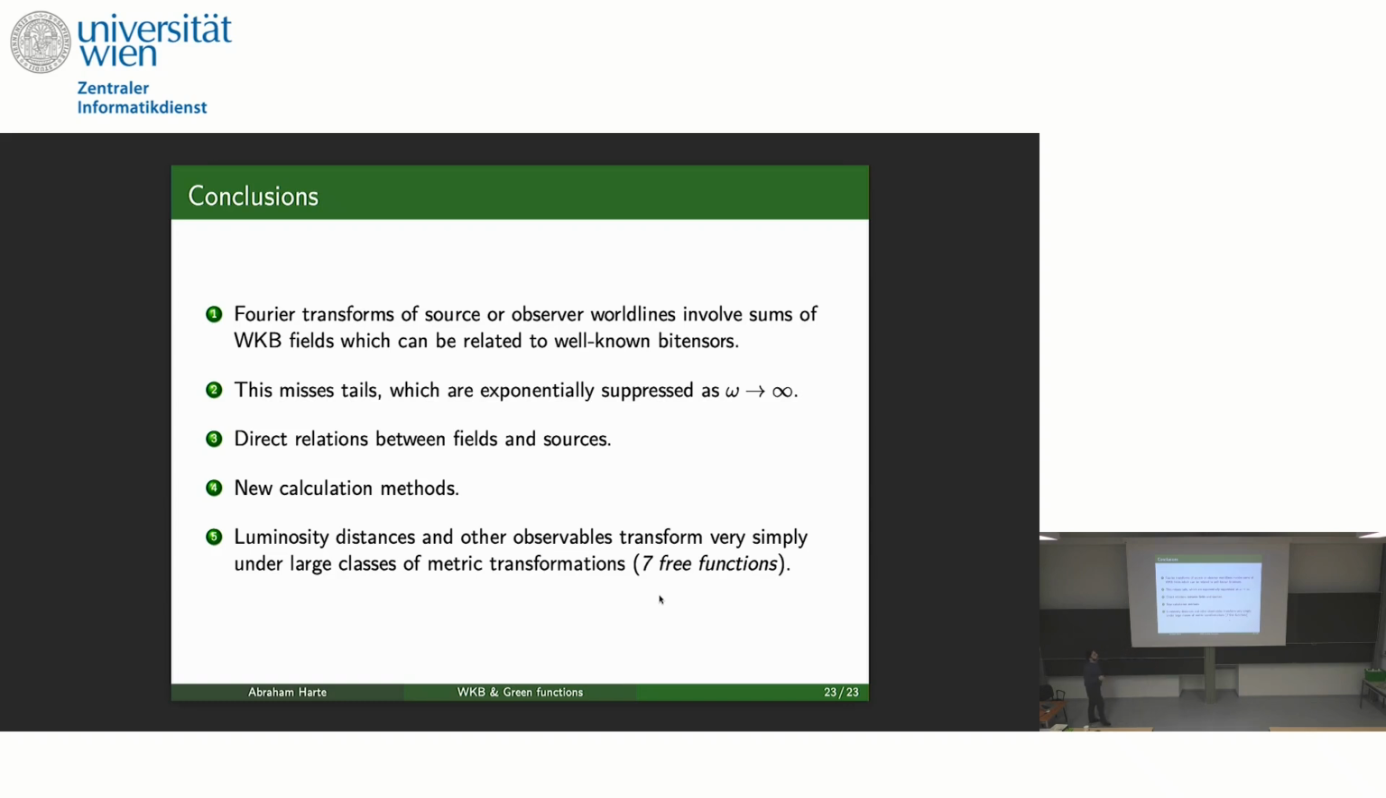This gives you some new technical improvements in different calculation methods. You understand new things about bitensors that are used to construct Green's functions, and some new things about objects in geometric optics as well. You can leverage all of these things to understand how luminosity distances and other quantities change when you change the metric. So there are lots of different applications of this marriage of Green's function techniques and WKB techniques.